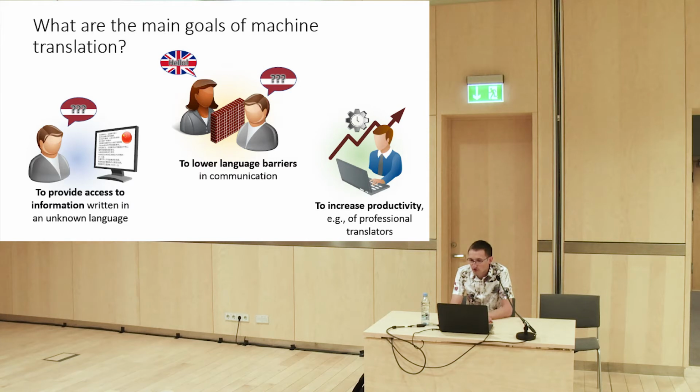The third goal of machine translation systems is to increase productivity. So none of these goals means that we are replacing anyone. We are using machine translation as an assistive technology that helps and tries to, at least in the area of human translation, machine translation systems are used to boost translation performance of translators.